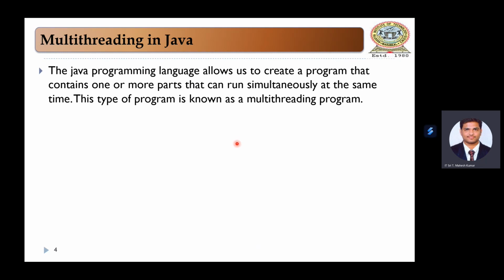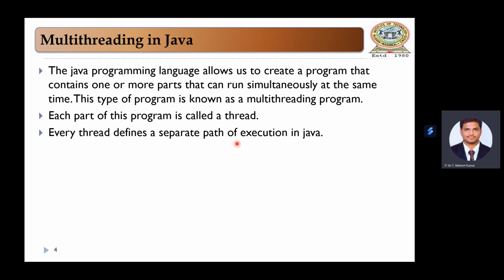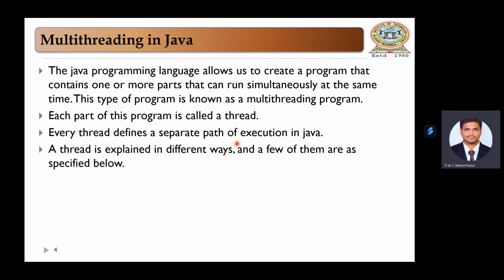With multi-threading, we have one more topic, that is multitasking. What do you mean by multitasking? If you do both works simultaneously, then we'll call it multitasking. Whatever operating systems we are using now, all those operating systems support the multitasking concept. And each part of this particular program is known as a thread. Every thread defines a separate path of execution in Java, depending upon the processor.